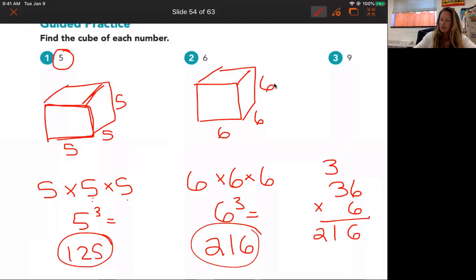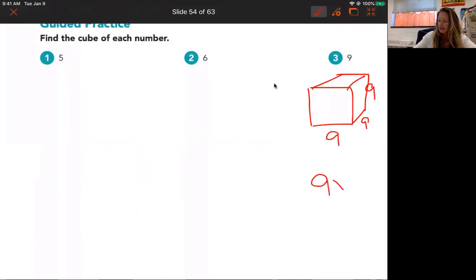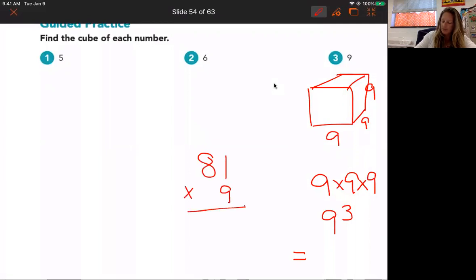Okay, and the next one here would be 9. I'm going to clear that off so I can see a little bit better. What is the volume of a cube if each length of the side is 9? That would be 9 times 9 times 9, which I could rewrite as 9 cubed. I know 9 times 9 is 81, but do I know 81 times 9? Not off the top of my head. So I'm going to do 81 times 9, and that's 9, and that's 72. So 729 is my 9 cubed.